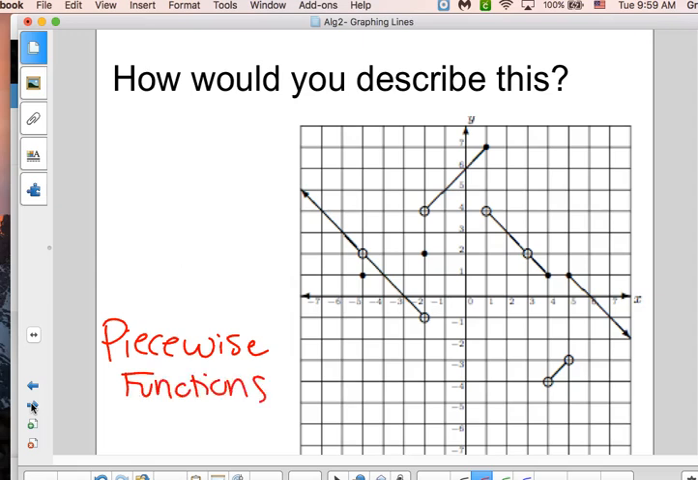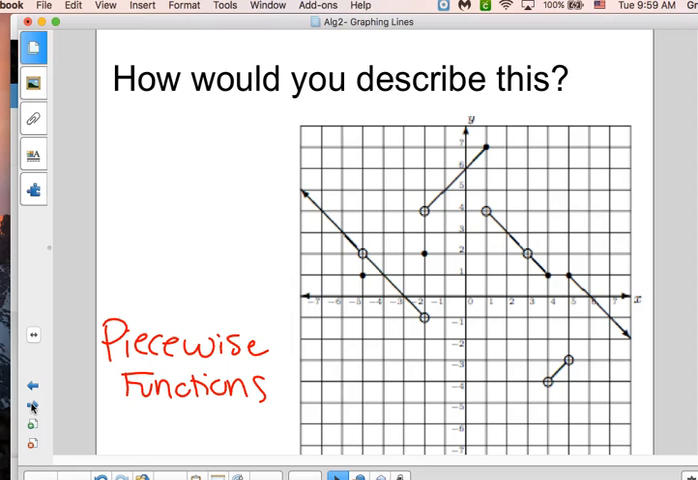And what piecewise functions are is they're just pieces of functions. Notice how some of these have arrows, some of these have the circles. An open circle, do you remember what the open circle means? Not equal to, and then the closed-in circle is equal to. So we're just looking at pieces of functions that are all graphed together.